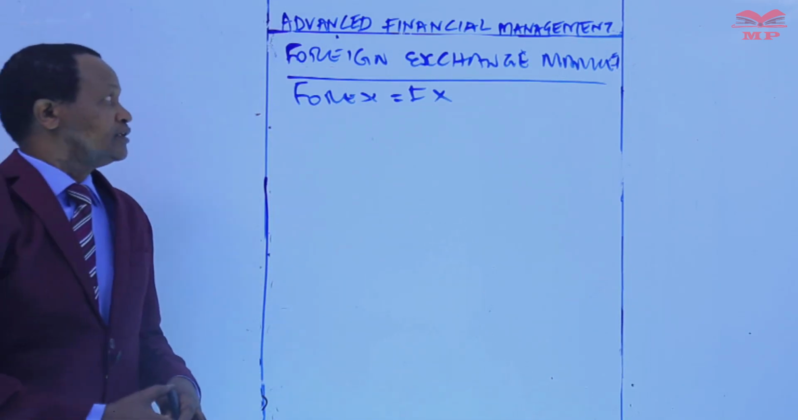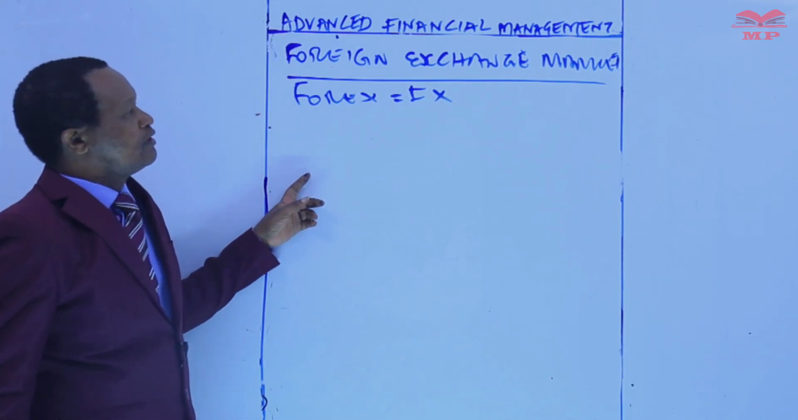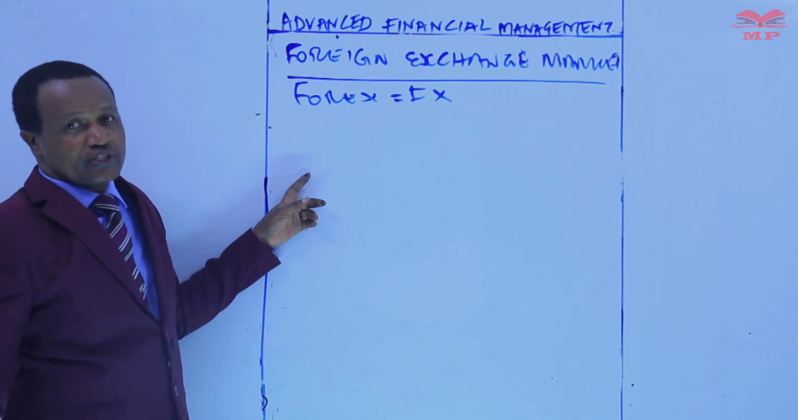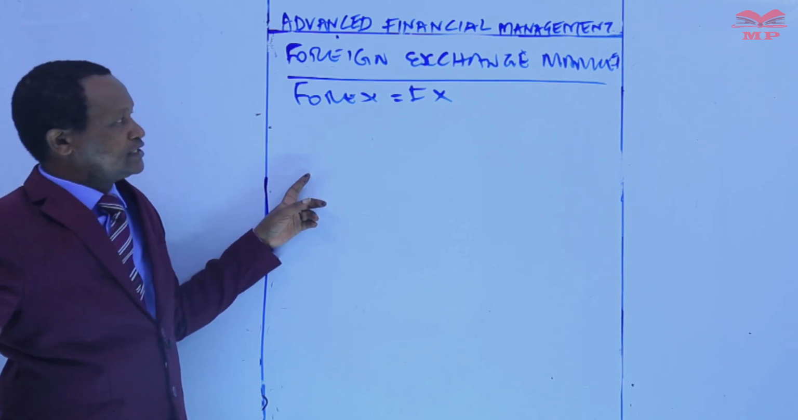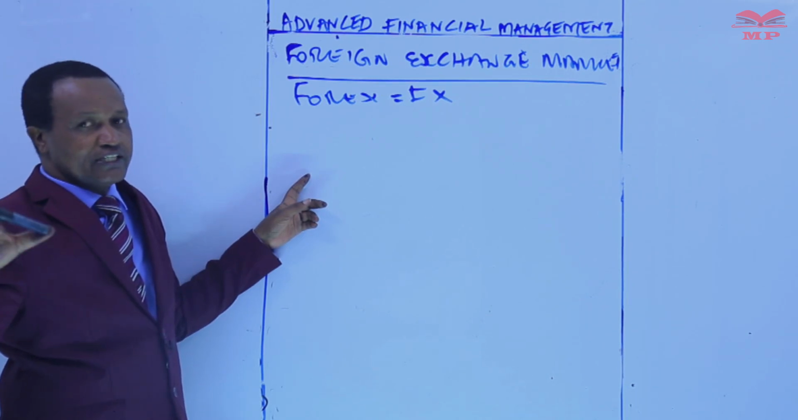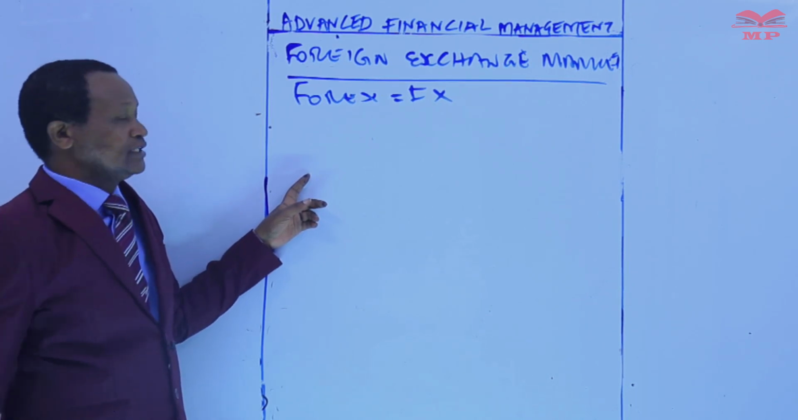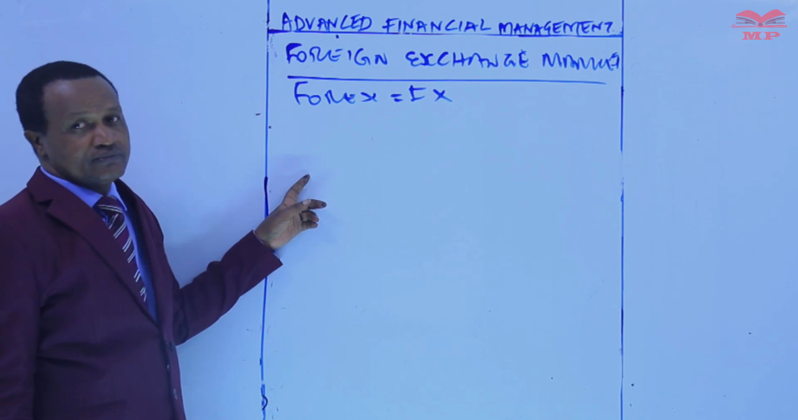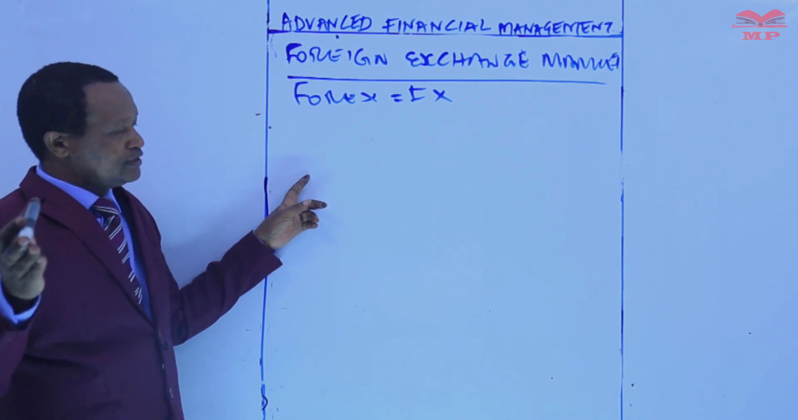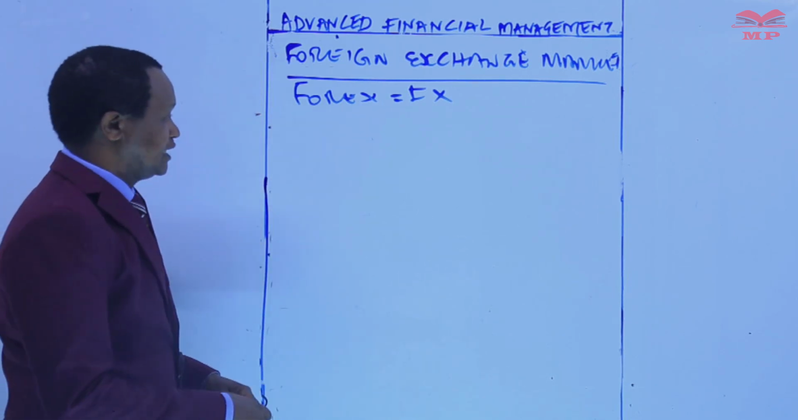Foreign exchange market, also known as Forex, is the largest financial market in the world. It is where currencies are traded. It's a market where currencies are traded.